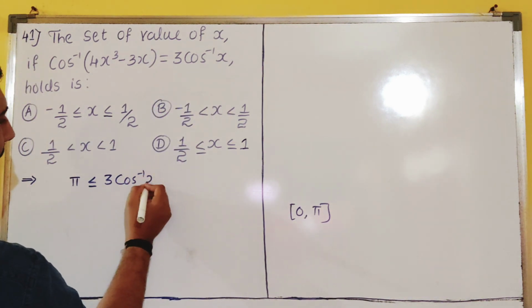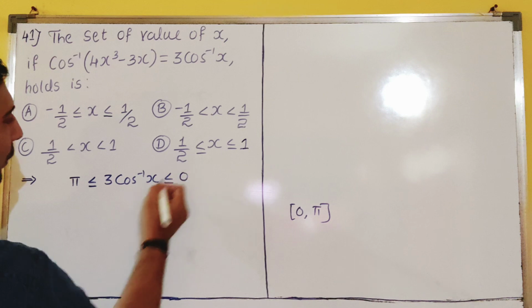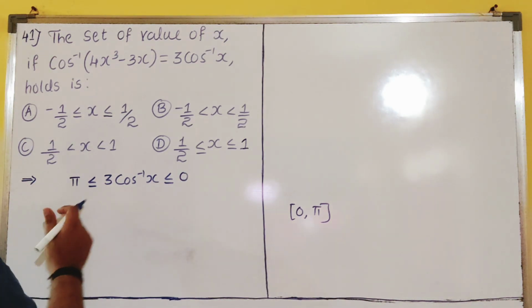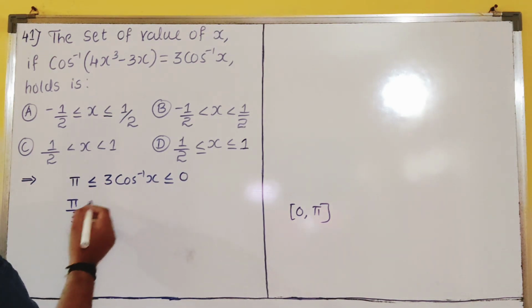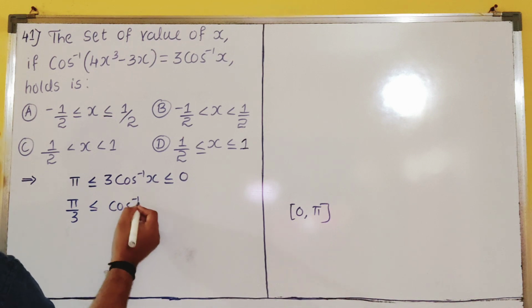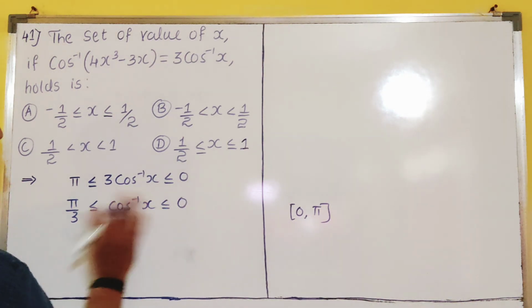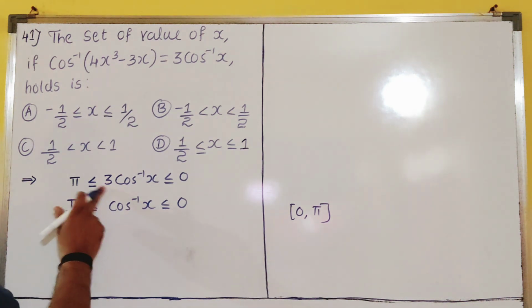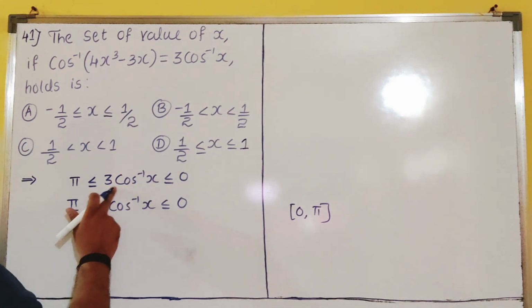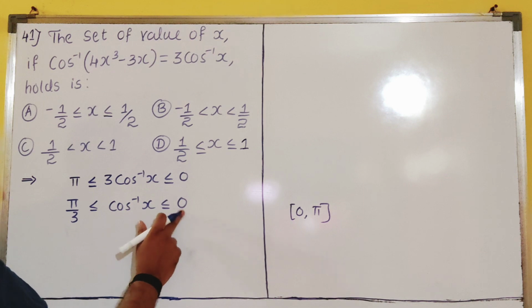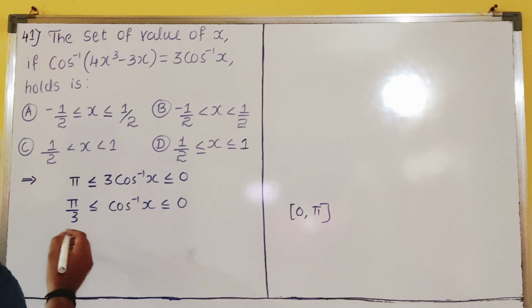Some questions move a little bit to the heavier side. So now see, divide by 3. So pi by 3 is cos inverse x, and 0 by 3 is 0 only, dear students. We are dividing the equation by 3. Pi by 3, the 3 gets cancelled. 0 by 3 is 0 only. Don't say 3. Got it?